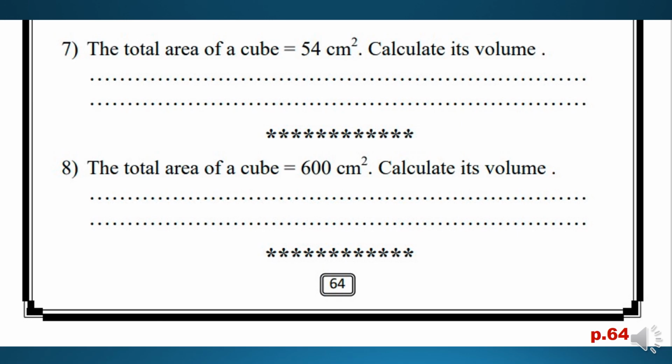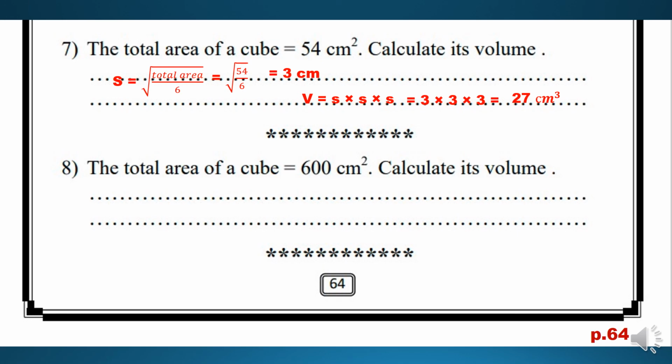Number 7. The total area of the cube equals 54 centimeters squared. Calculate the volume. To get the volume of the cube, it's equal to side times side times side. I don't have here the side. I have the total area of the cube. To get the side from the total area, side equals square root of total area over 6. So it's equal to square root of 54 over 6, equal 3 centimeters. So the side equals 3 centimeters. To get the volume equals side times side times side, equal 3 times 3 times 3, equal 27 centimeter cube.